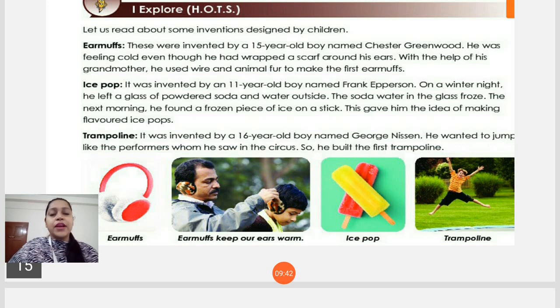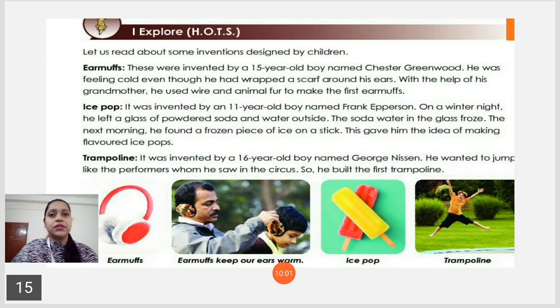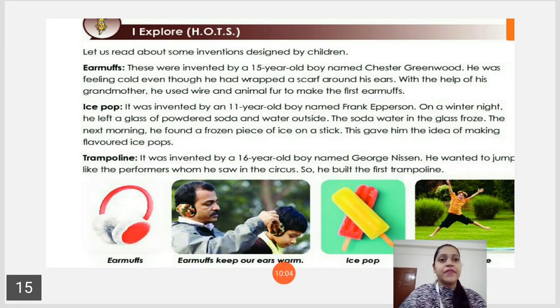Then lastly we come to the last part of the chapter, and here it's given important inventions designed by children. So children, these inventions are made by children like you only. And what are the various inventions? I'll show you.